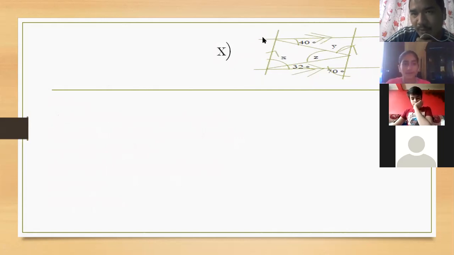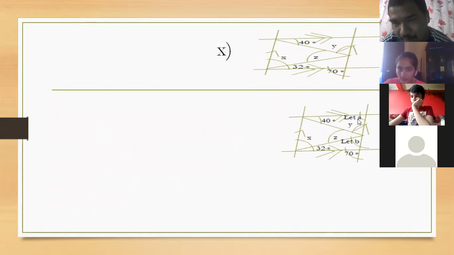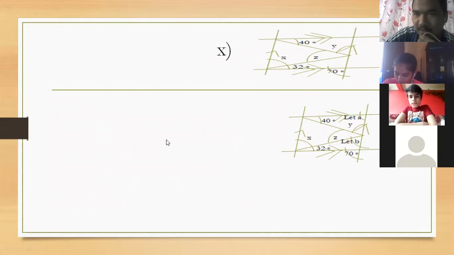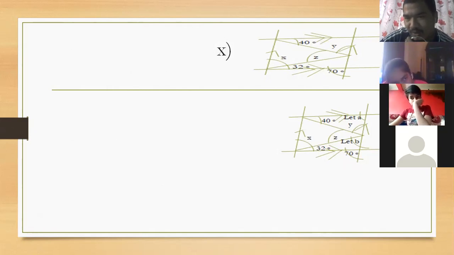In this figure we have to suppose some of the angles. Look here, I have supposed at this corner this angle A, and at this corner I have supposed B. Okay, children, suppose these angles. This is a very easy question. Do you know what is the relation of A and 70 degree here? A and 70 degree. So corresponding angle. Yes, very good.